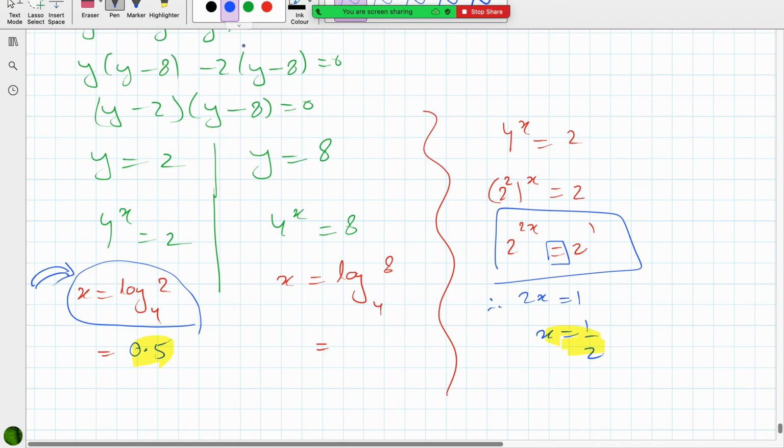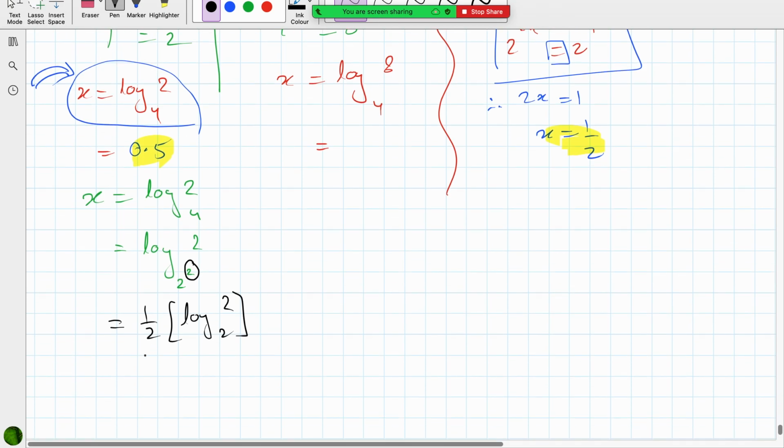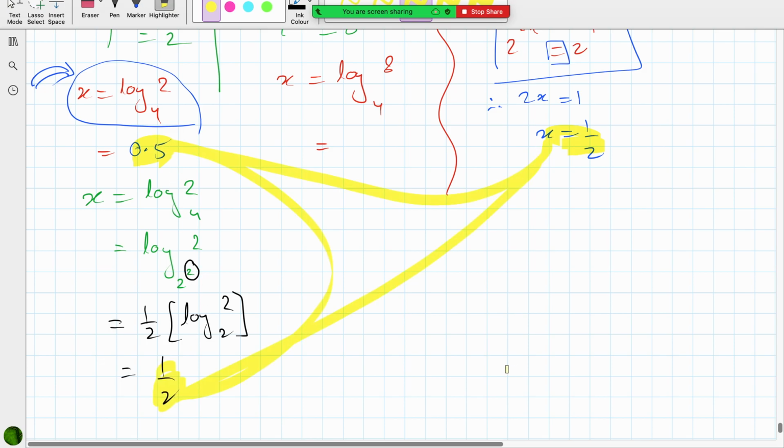Now look at this third one. X is equal to log of 2 to base 4, right? And if I convert this into powers, this will become 2 square. Now remember this, when this 2 comes out, it becomes reciprocal. So 1 by 2 into log of 2 to base 2. Now this thing in the bracket is actually 1. So your final answer is 1 by 2. So all three methods give you the same answer. Now this is your choice.